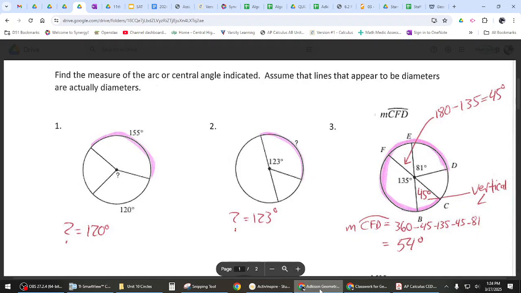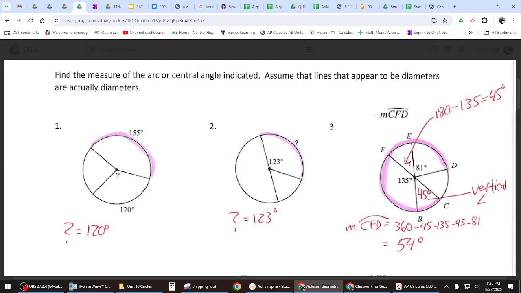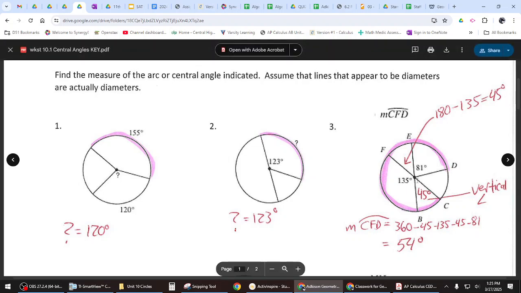Number three, we had to do a little bit of calculating to get there. So we're trying to find arc. Now look up here because it's the pink from C to F to D, so it's the long way around, right? And we know that because it's 3 letters, and remember F is telling you to go the long way, not just from C straight to D. Anyway, we know that E to B is a diameter, so we can find this angle is 180 minus 135, which is 45. And now we can stick that here because of vertical angles.